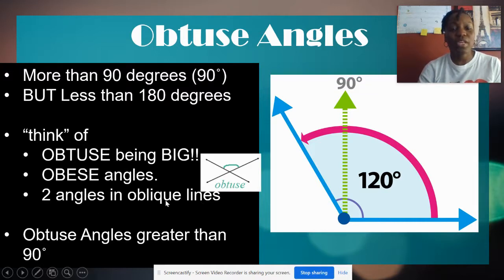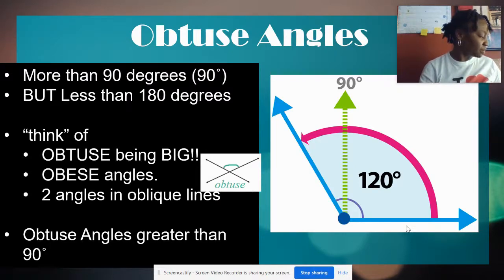They are two rays in oblique lines. So if you see here, we have 90 degrees, and then we also have this angle here that's going out to make it further than 90 degrees. This is 120 degrees here. So we would say that this is an obtuse angle. It is greater than 90 degrees.